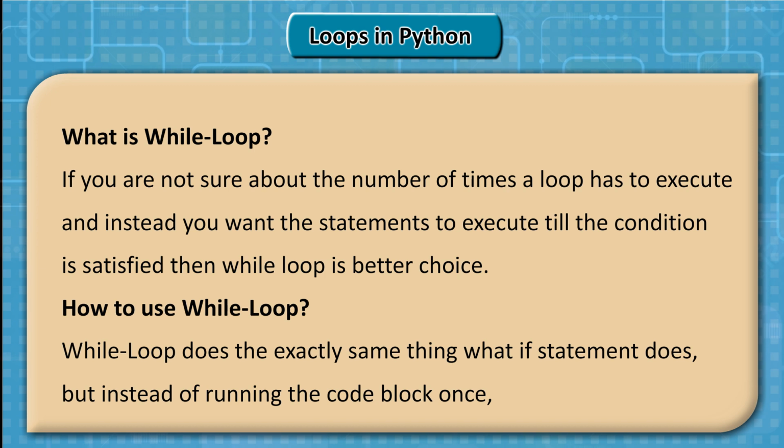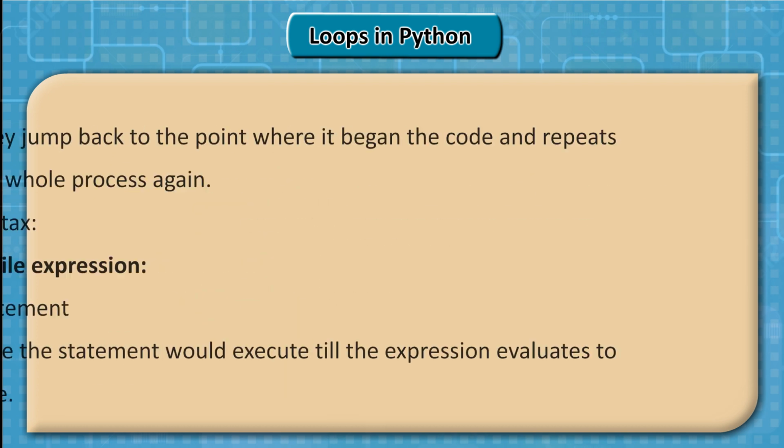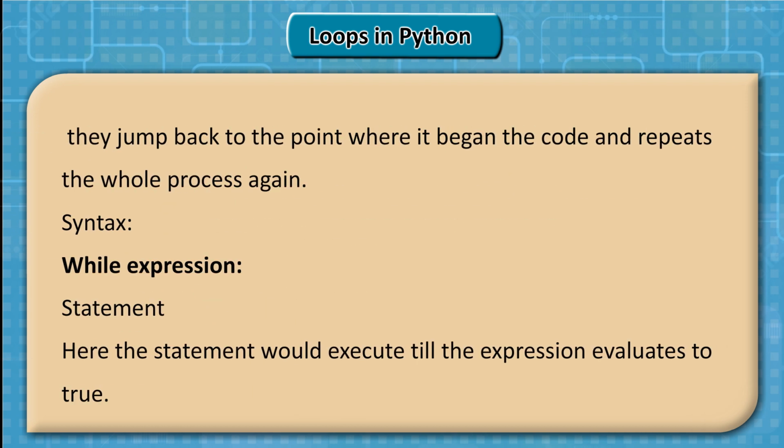What is a while loop? If you are not sure about the number of times a loop has to execute and instead you want the statements to execute till the condition is satisfied, then while loop is a better choice. How to use while loop? While loop does exactly the same thing that if statement does, but instead of running the code block once, it jumps back to the point where it began the code, and repeats the whole process again. Syntax: while expression: statement. Here the statement would execute till the expression evaluates to true.